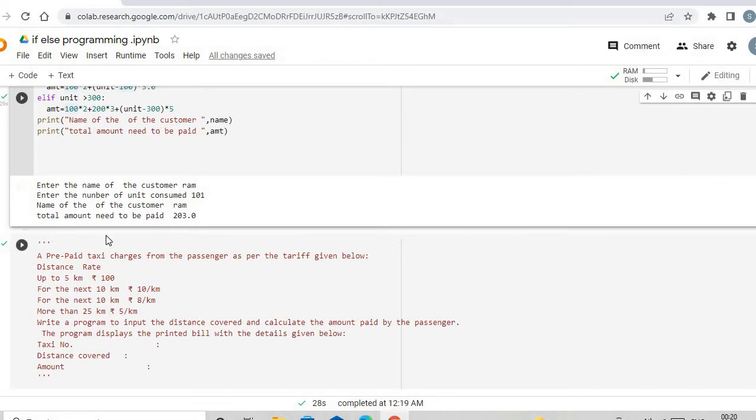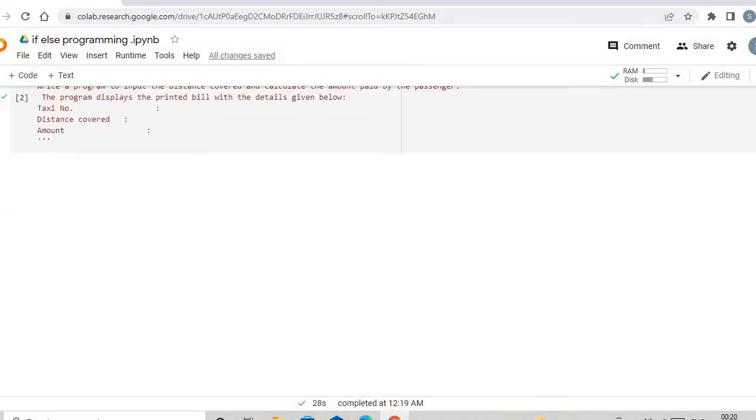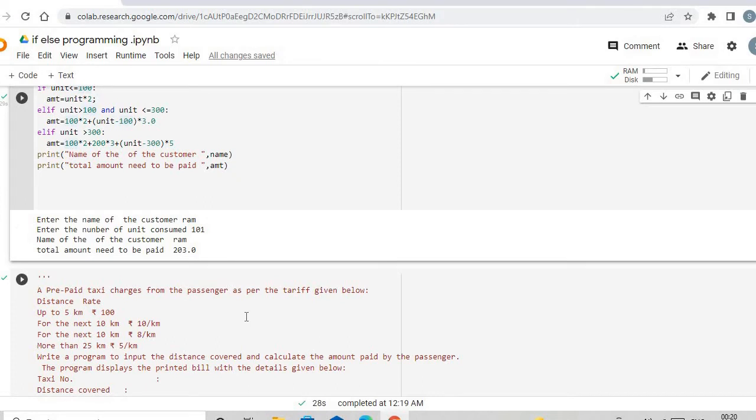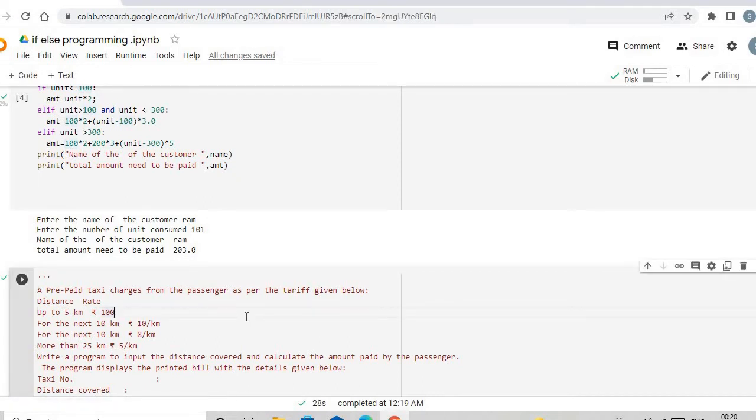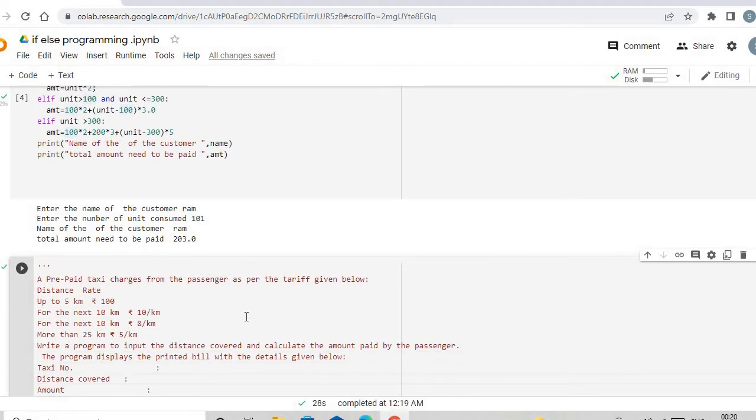Okay, now students, we can go to the next problem and try to solve it also. This is our next problem. I have written the question already, so go through the question once. A prepaid taxi charges the passenger as per the following tariff given below. Distance rate: up to 5 km, 100 rupees. It is almost the same concept, we have to use the previous programs. For the next 10 km, 10 rupees per kilometer; for the next 10 km, 8 rupees per kilometer.